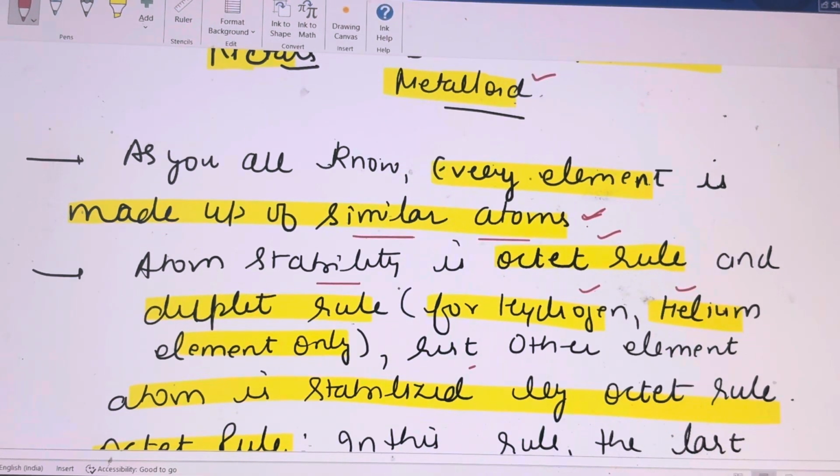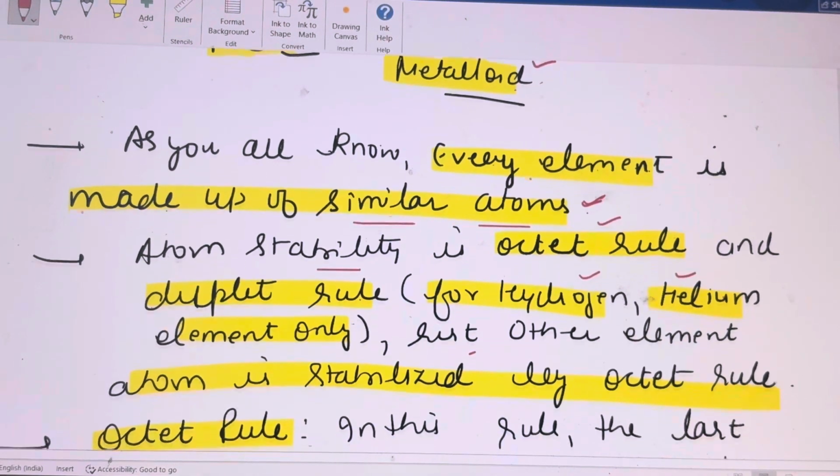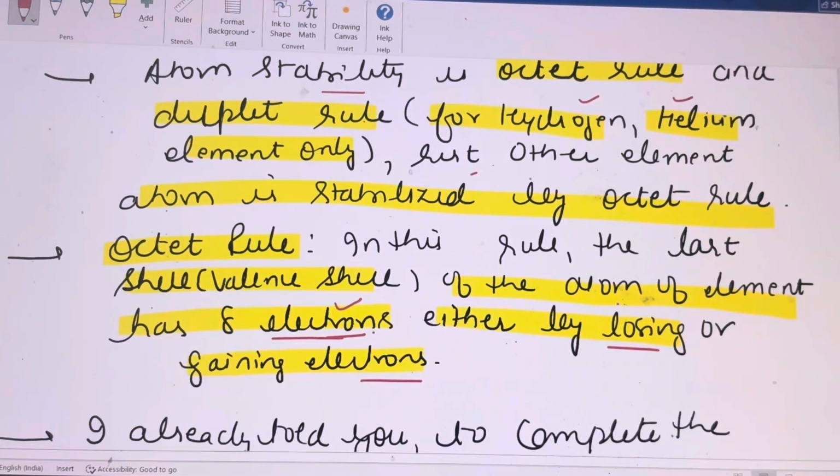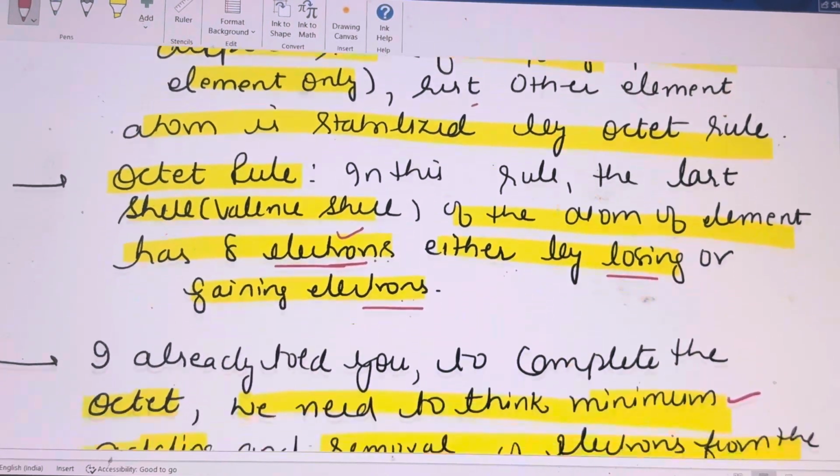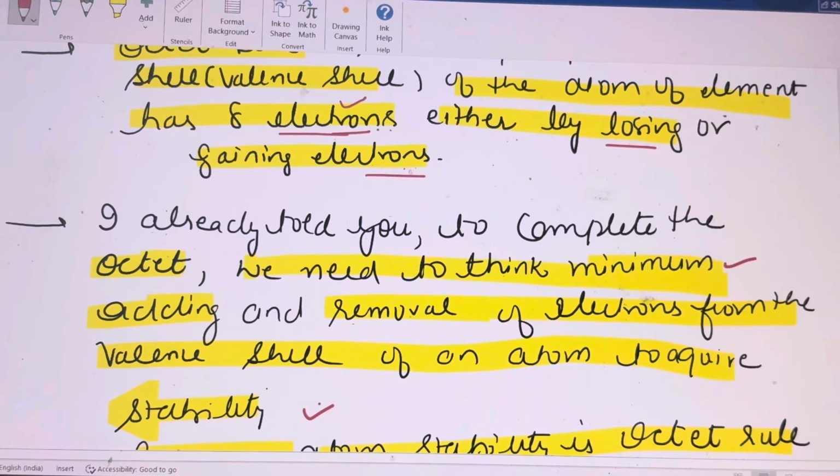The atom stability, which I already explained in my previous video, is the octet rule and the duplet rule. In the octet rule, if the last shell of the atom of the element has 8 electrons, either by losing or gaining electrons, it is stable. And the duplet rule is only for hydrogen and helium. They must have 2 electrons in the valence shell.